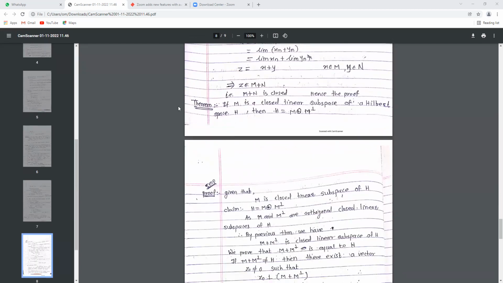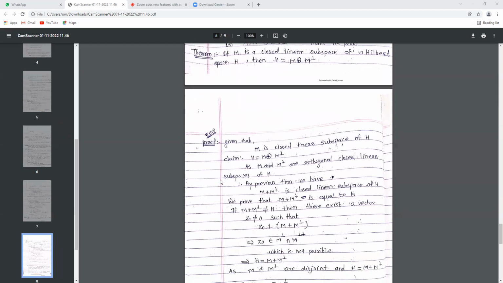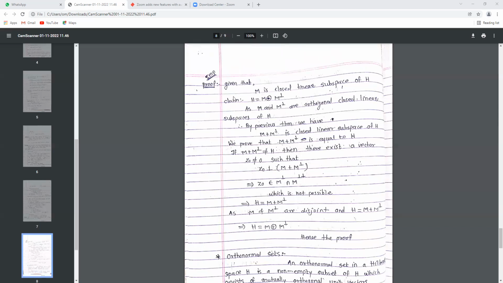Now see the theorem. M is a closed linear subspace of the Hilbert space H. Then we have to show that H is equal to M direct sum with M perpendicular, the orthogonal complement of M. See what is given. Given that M is a closed linear subspace of H, we have to show that H is equal to M plus M perpendicular.